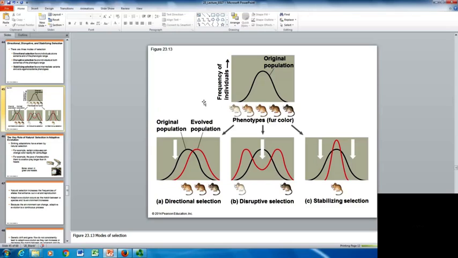So for example, if we have here a range of fur colors in the original population, with directional selection, you're going to have the dark ones, for example, be favored in the evolved population. With disruptive selection, it's the really light ones and the really dark ones that are favored. And with stabilizing selection, it's the medium colored ones that are favored.